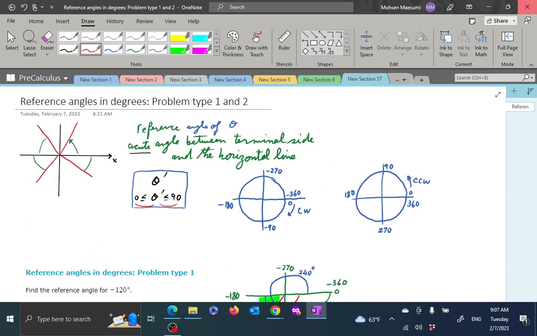Okay, so we learned about reference angles so that we can handle our trig functions perhaps a little bit faster and more intuitively than just keep going around in a circle.